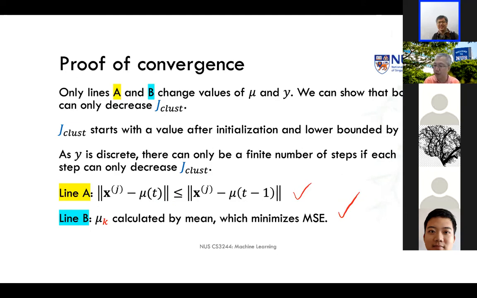The first one is, again, because when we change the cluster center from t minus 1 to t, the only reason why we do that is because the distance is going to be smaller than the previous. And the second one is because when we calculate a new center, it obviously has to be the mean of the distribution, which is by definition going to minimize the mean squared error.